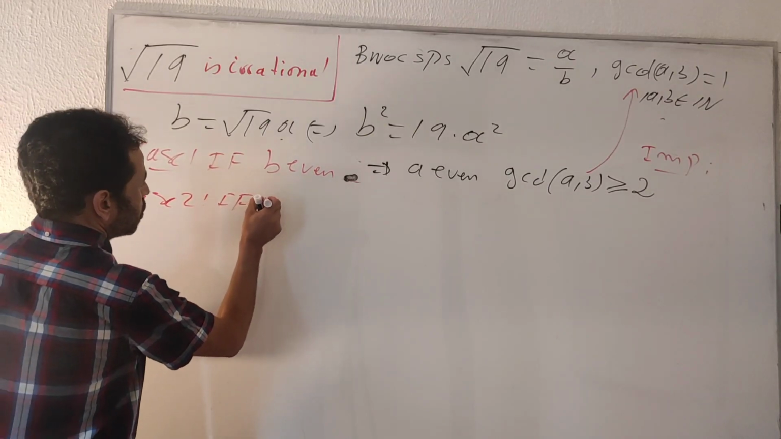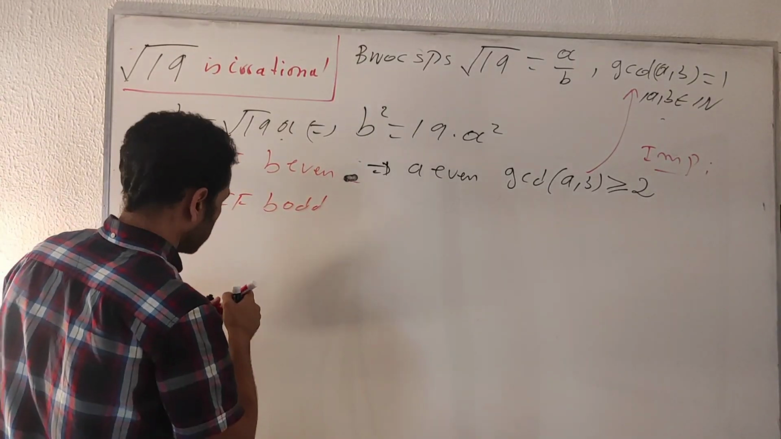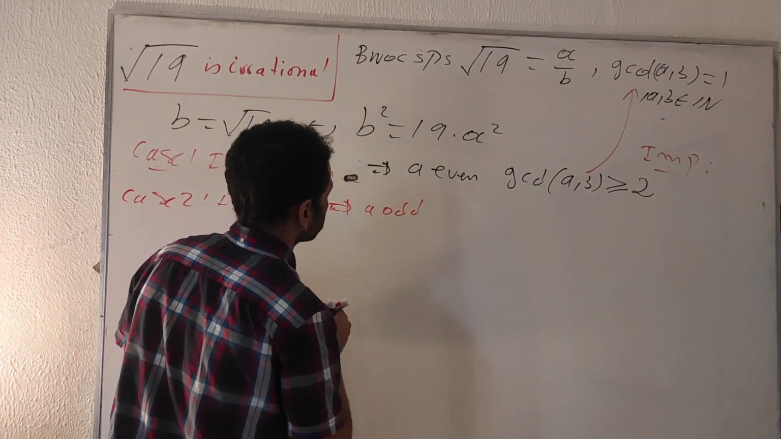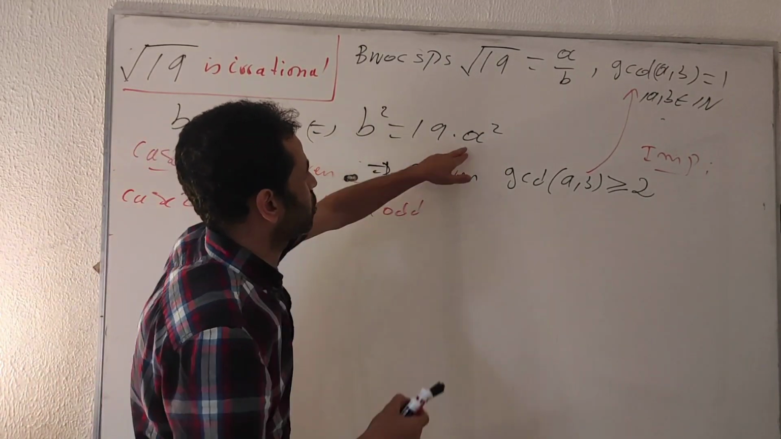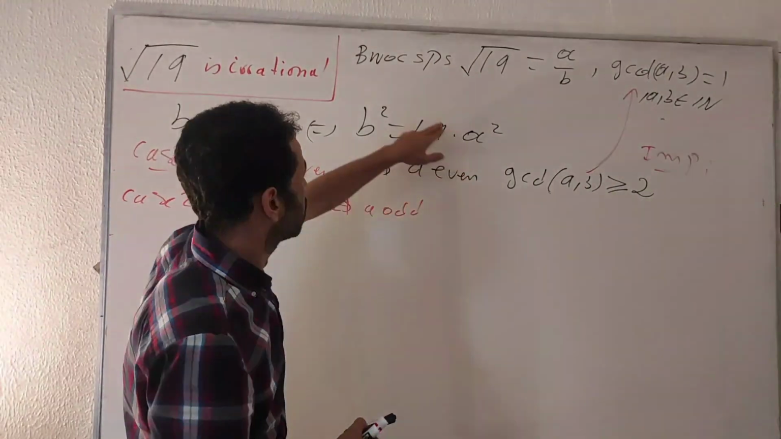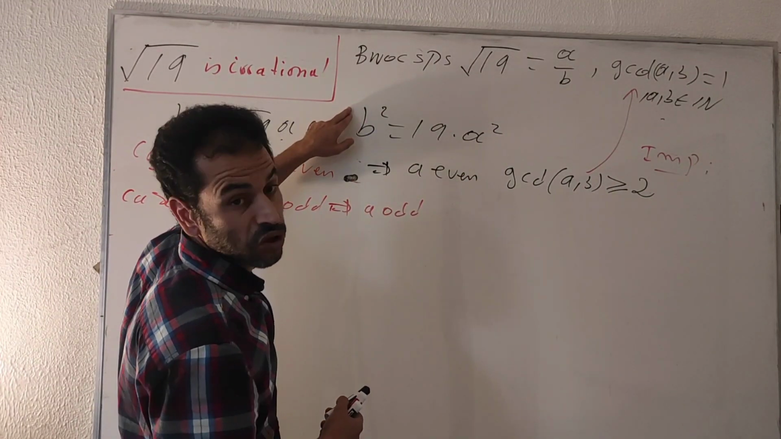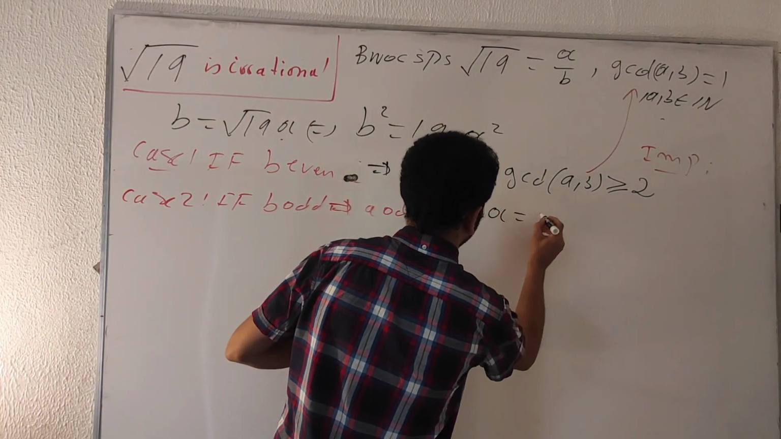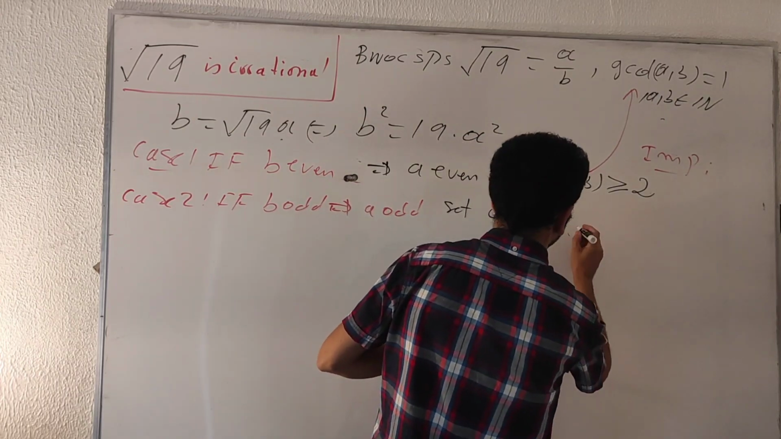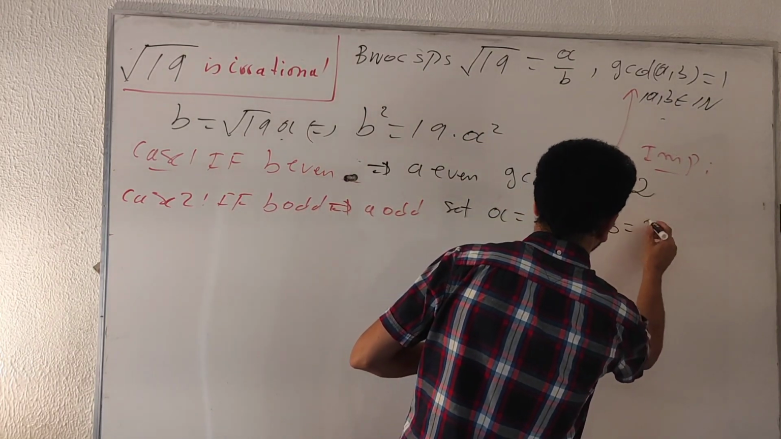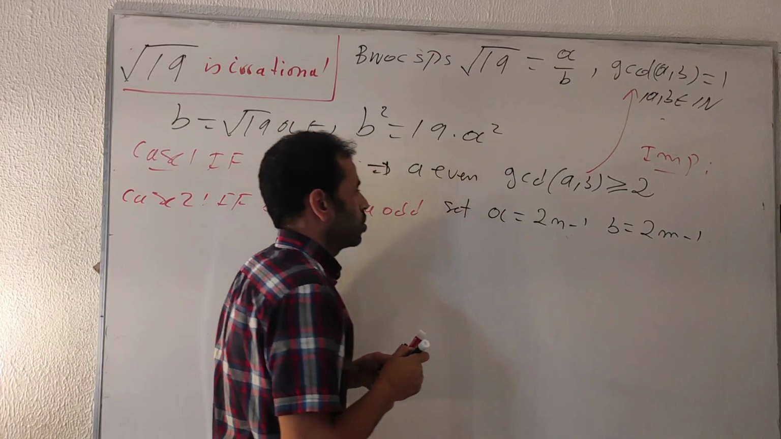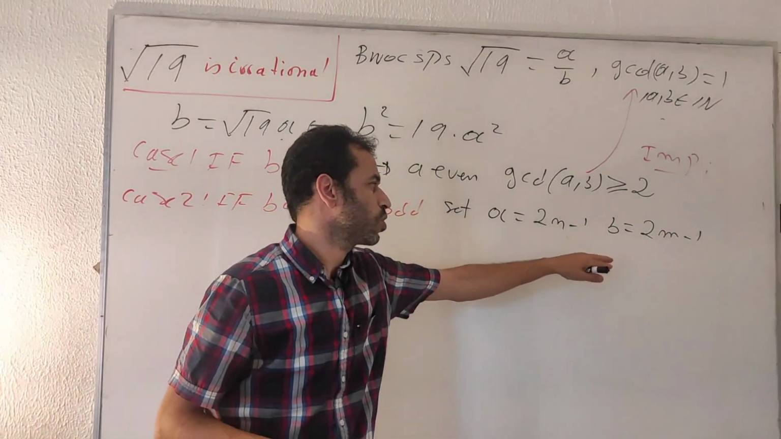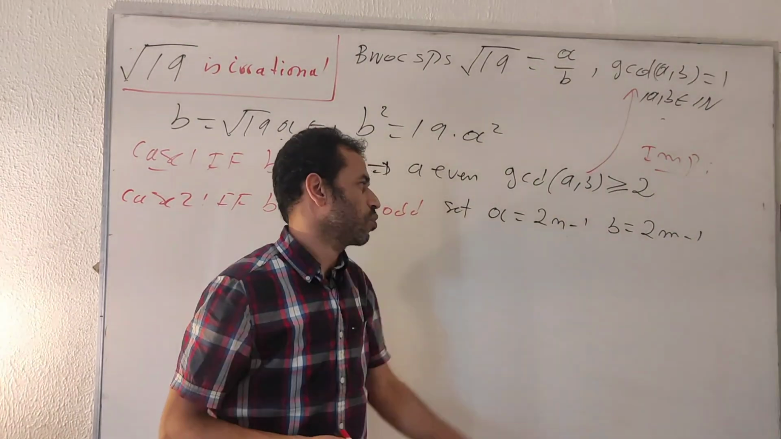Let's go through case number 2. If B is odd, which means A must be odd as well, because 19 is odd. If A is odd, multiplied by odd gives us odd, which means the left hand side of this equation must be odd as well. So let's set A equals 2n minus 1 and B equals 2m minus 1. You can put it in the form 2n minus 1 or 2n plus 1, either case works here.